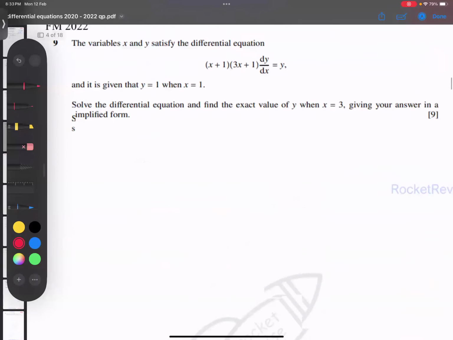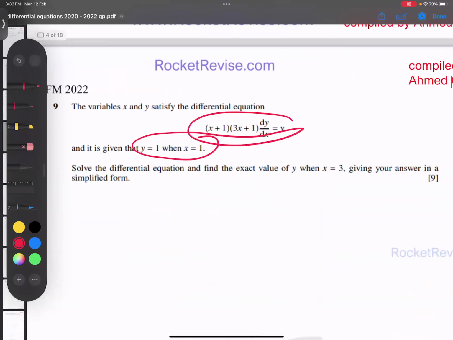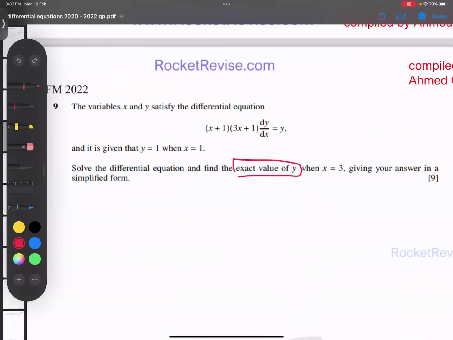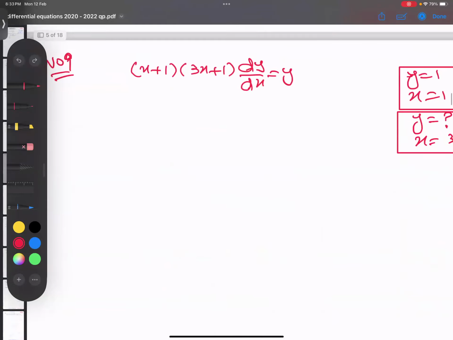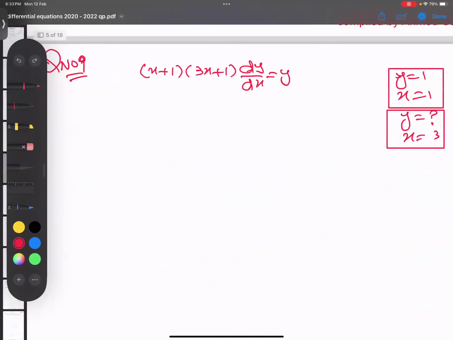So the question is, as mentioned here, this is given and the conditions are given. Find the exact value of y when x is 3. So have a look how we can do it. Job number 1, step a: separation of variables. The dx will multiply there, and it will look like this: x plus 1 and 3x plus 1 into dy, and y times 2 dx.